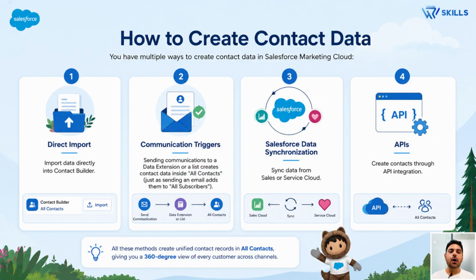How do you create contact data? To create contact data, you have multiple ways. You can directly import the data inside Contact Builder. You can send communications to a data extension or a list, and it creates contact data inside All Contacts. The same way, when we send email communication to a list or a data extension, it creates All Subscribers, and the same way, All Contacts is also registered. All Contacts data can come from Salesforce data synchronization from Sales and Service Cloud. All Contacts can be created via API, and there are multiple other ways you can create All Contacts data.